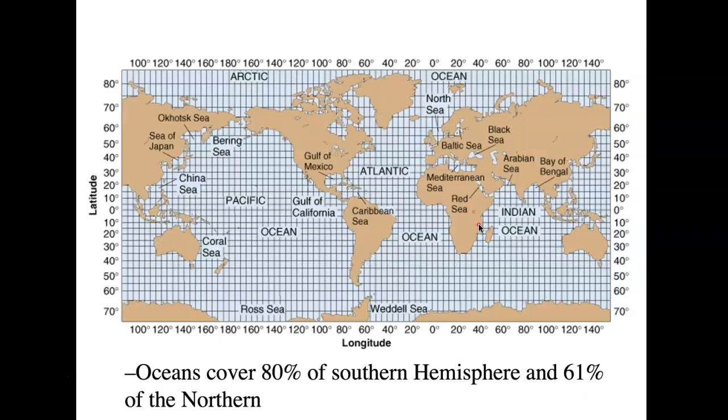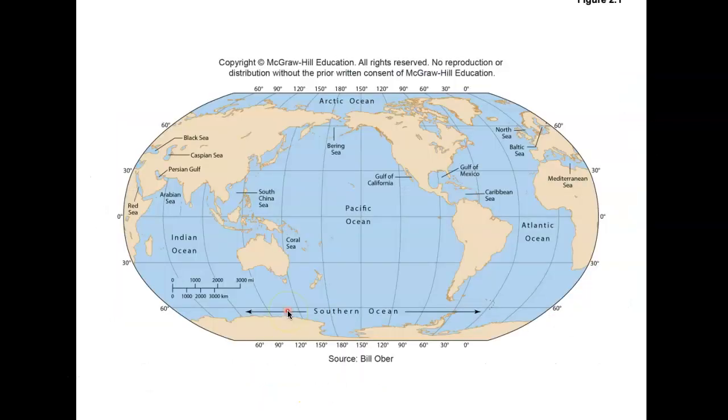The oceans cover about 80% of the southern hemisphere and 61% of the northern hemisphere. So we have more land mass in the northern hemisphere than in the southern hemisphere, and the southern hemisphere has more oceanic mass. This is to help you a little bit with your map test, so I put this in here.